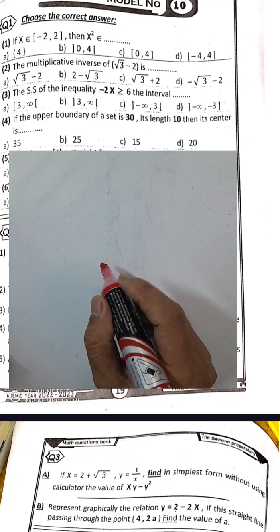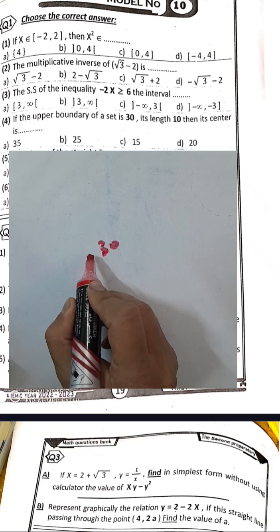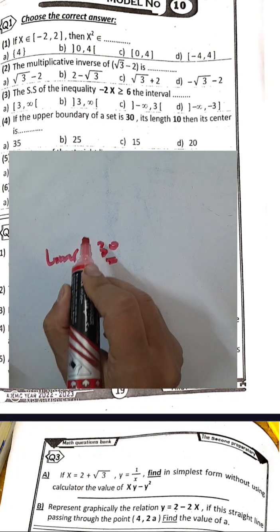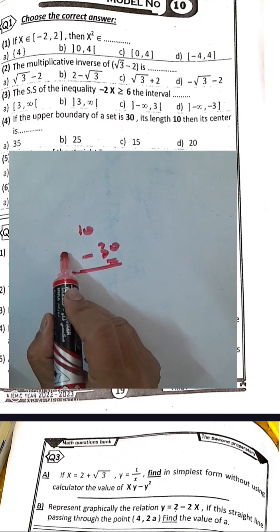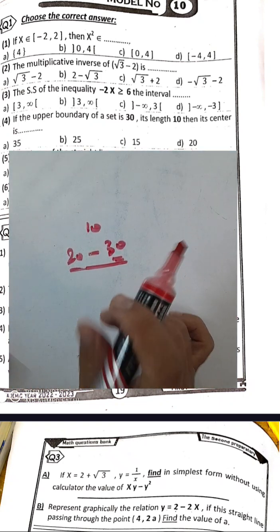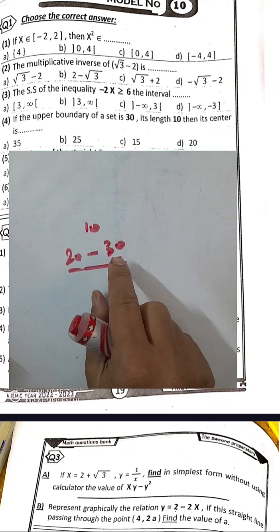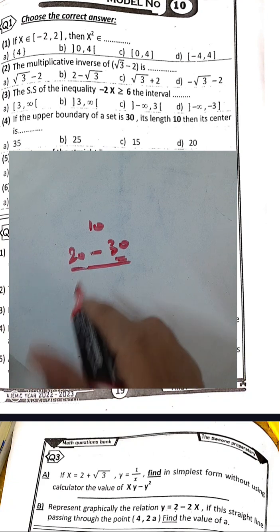Question number 4. The upper boundary of a set is 30 and its length is 10, then the center is what? Okay, he gives us the upper boundary of the set, 30. It's the upper, okay? And we don't have the lower. But he gives us the length of this interval, which is 10. It means the lower will be what? It will be 20. We have an interval from a number to 30. He gives us the length was 10 and the upper was 30. Then the lower will be 20 because the length of this interval is 10.